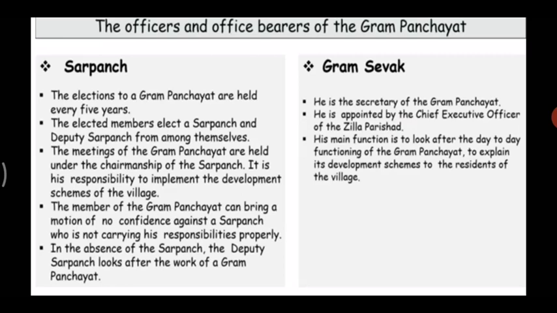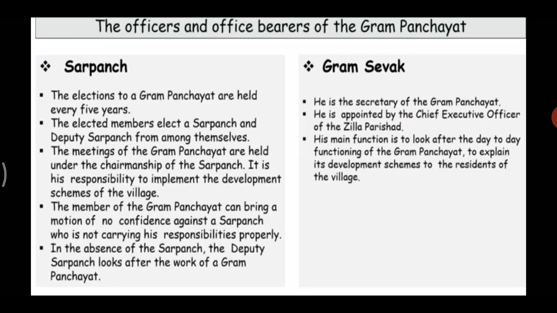Now, if the members of the village feel that the Sarpanch is not carrying out his responsibilities, that means whatever work has to be done in the village, he is not doing that, then the people could pass a motion of no confidence against the Sarpanch and a new Sarpanch will be appointed in his place. The old Sarpanch will be removed and the new Sarpanch will be appointed.